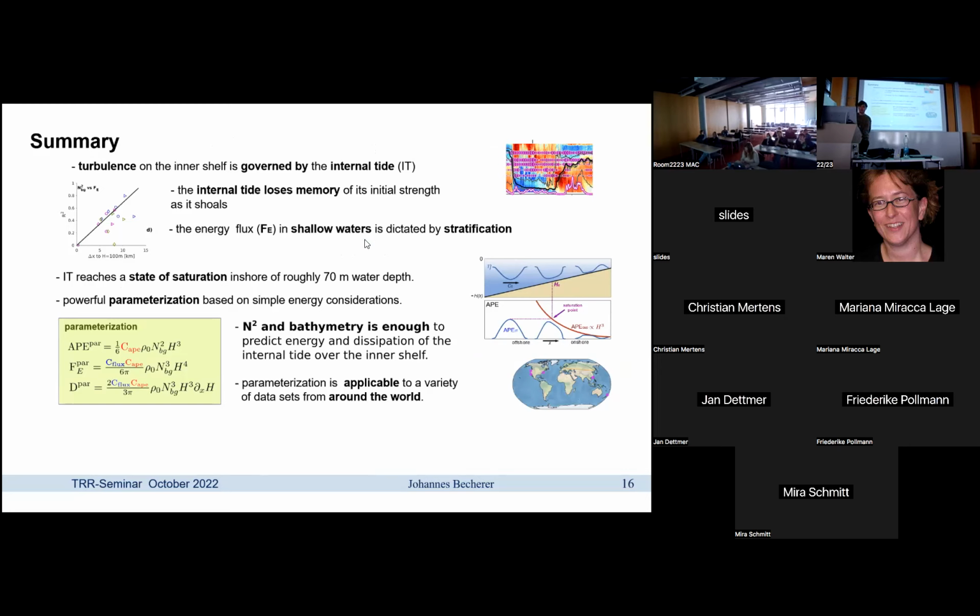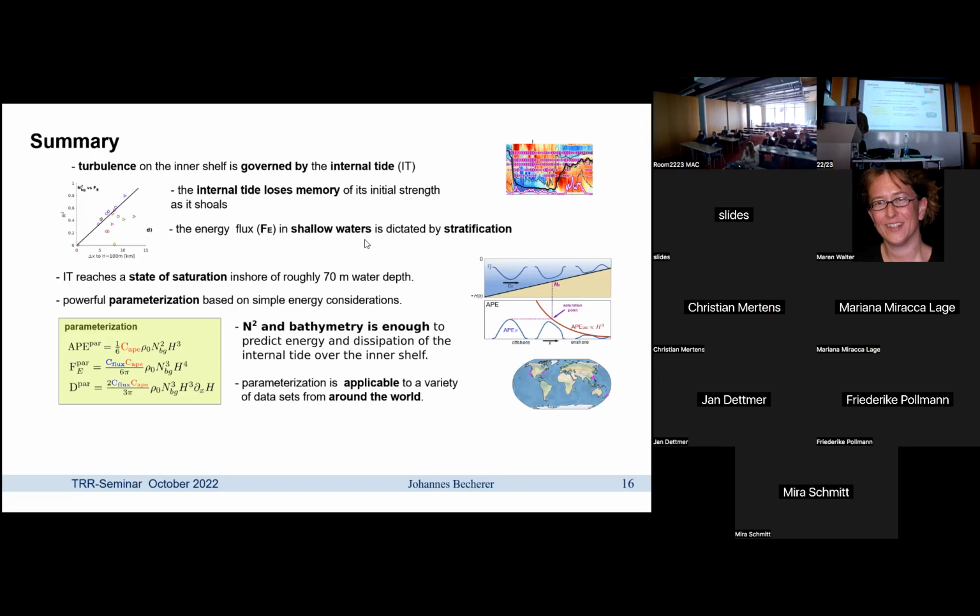So I kind of showed you that the turbulence, at least at the site that we were looking at, on the inner shelf really seems to be governed by the internal tide. Okay? Where you can see that if you look at the correlations, the internal tide appears to lose memory of its initial strength while it's shoaling. On the other hand, we see that stratification really dictates how much energy makes it onto the shelf, okay? Or into the shallow regions, I should say.